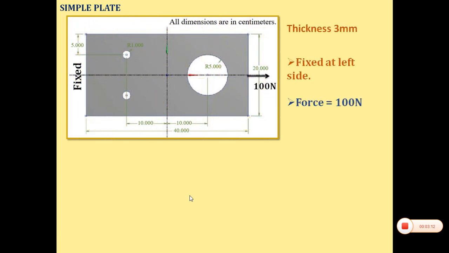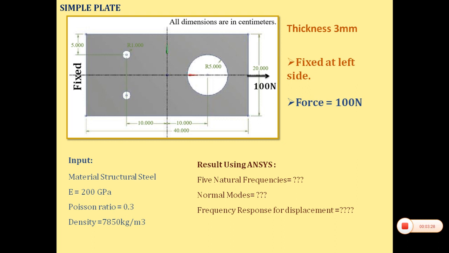So we consider the simple plate. We carry forward the same example from last time, but today we will apply a 100 Newton force here, and the input is the same, structural steel as the material. From ANSYS, we want 5 natural frequencies, normal modes, as well as the frequency response for the displacement along the direction of the forces. So we'll see how it works in ANSYS.